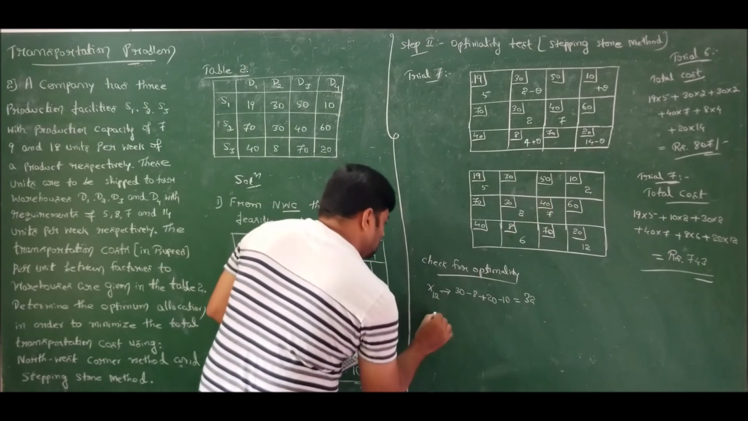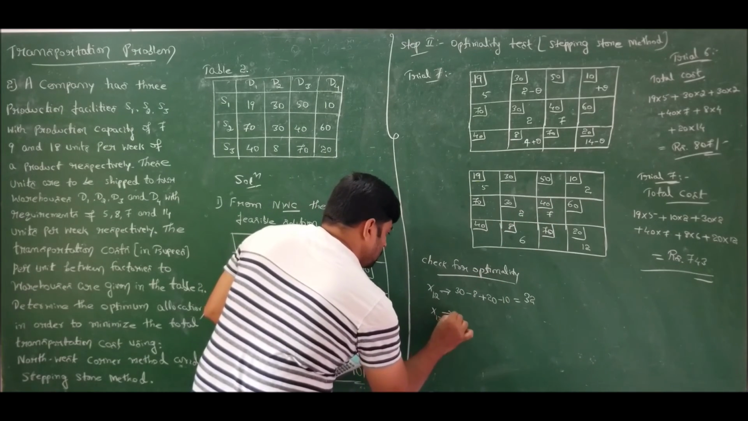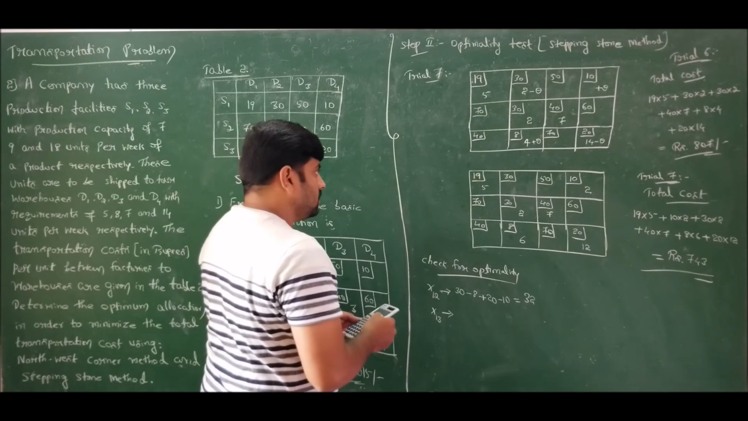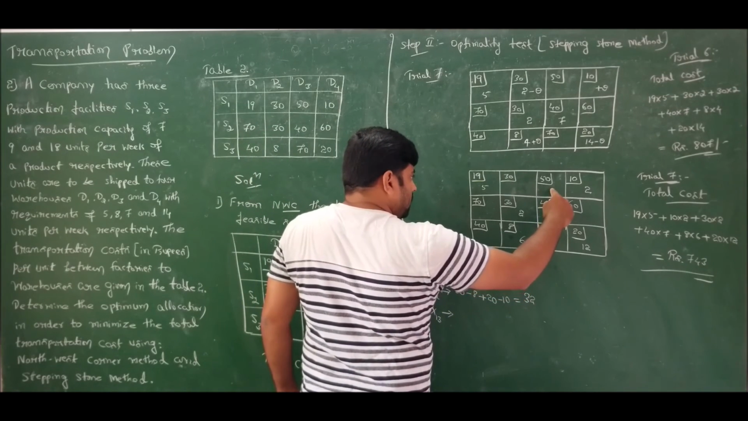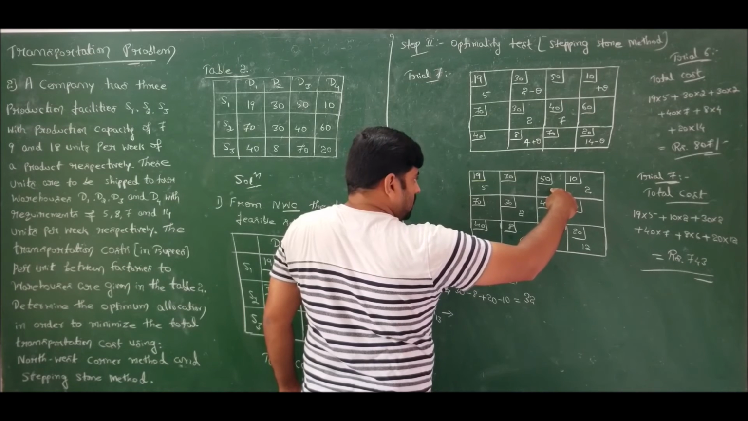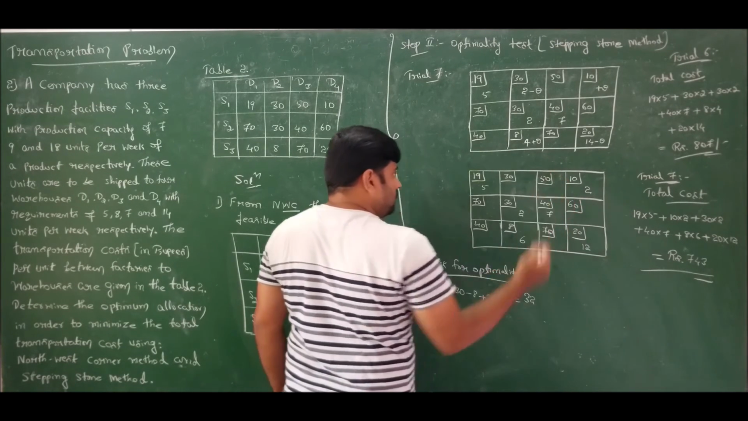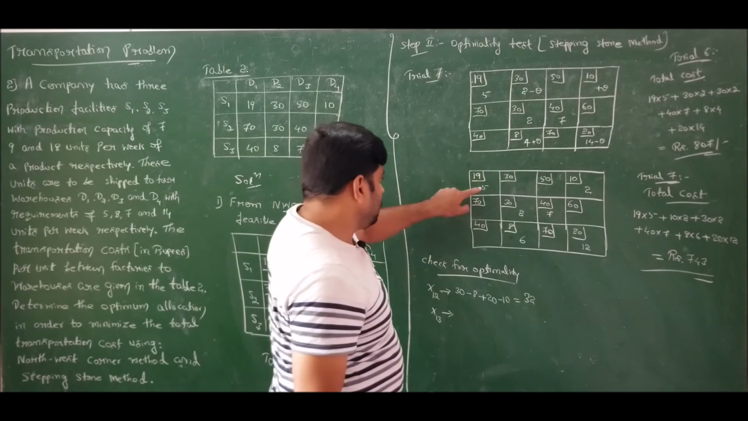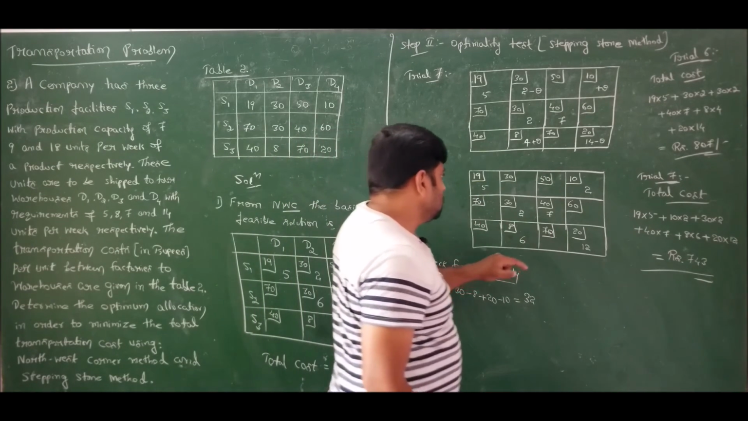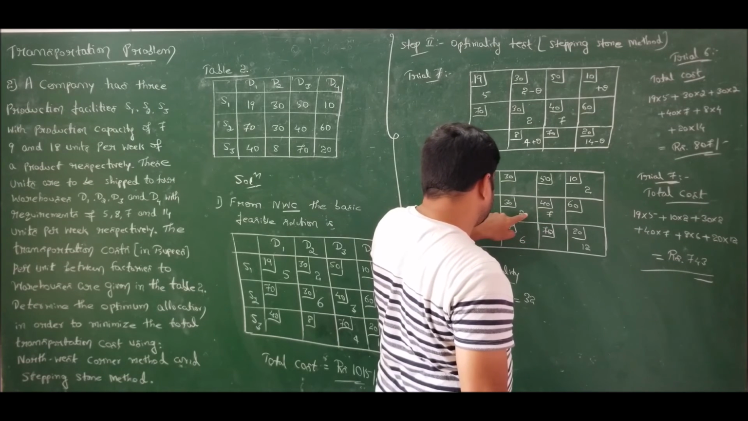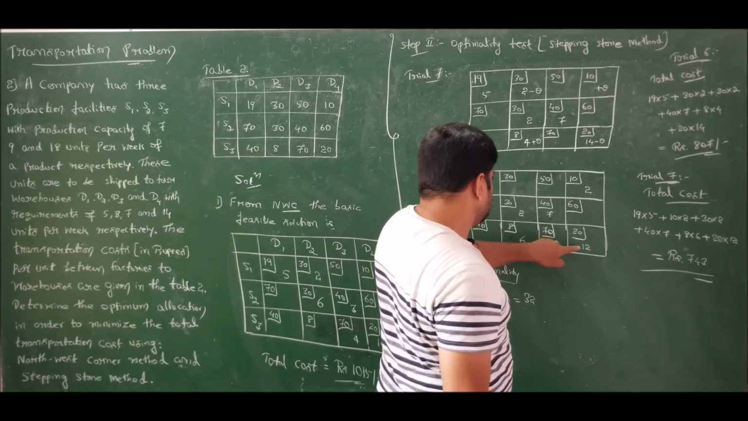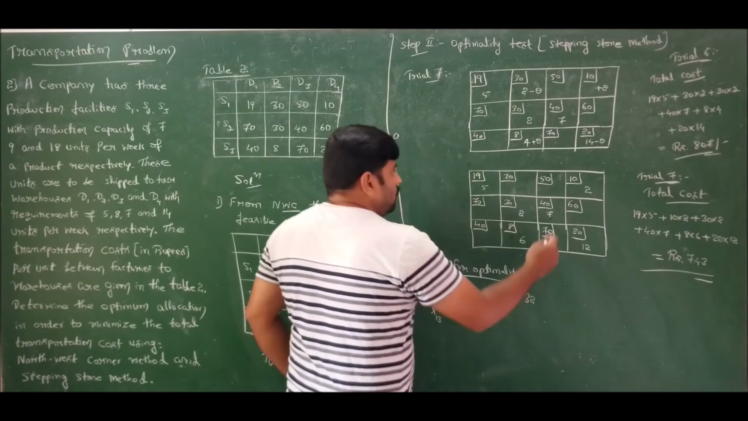Next go for this one, that is x13. If I go for x13, how do I form the loop? From here I should form a loop. If I come here I can't come down. If I come here, then here, right? So the loop will be like this.